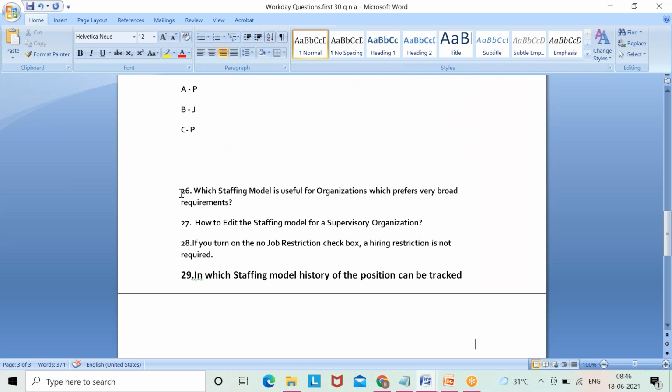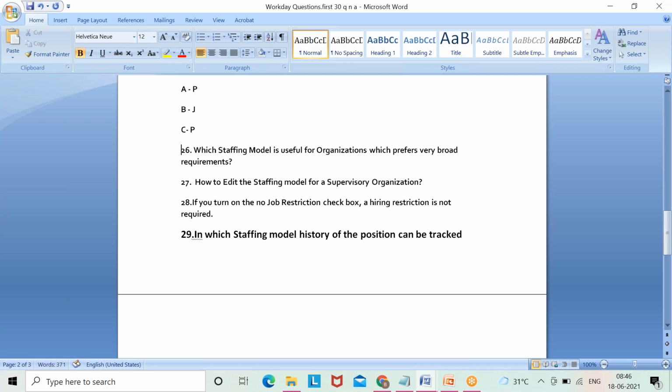Which staffing model is useful for organizations which prefer very broad requirements, position or job? Job. Which staffing model is more flexible for broader requirements? Job management is recommended, because position management, as I mentioned, is limited and controlled. Until we move the employees and hire the employees, we can't fully understand, so we will do that. Then we'll be clearer on these topics.